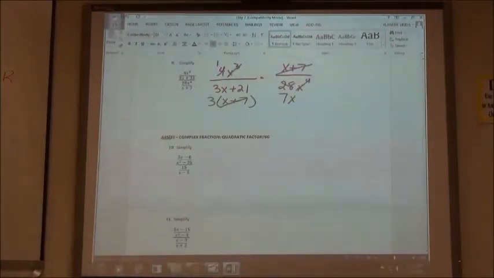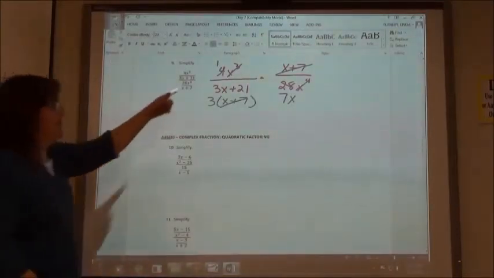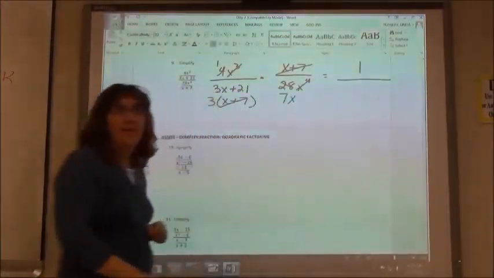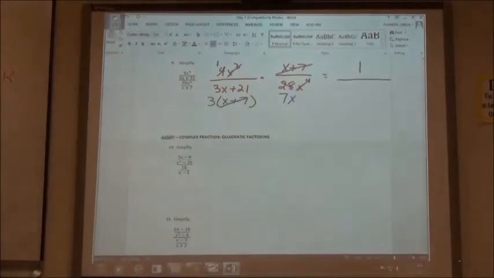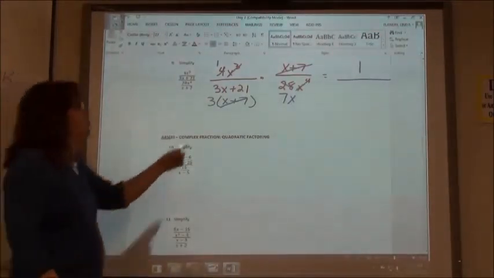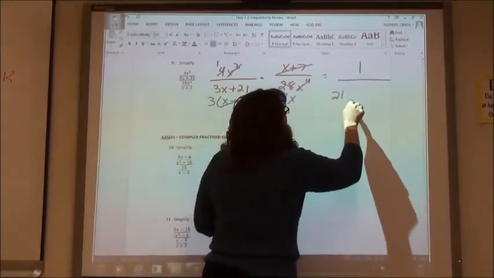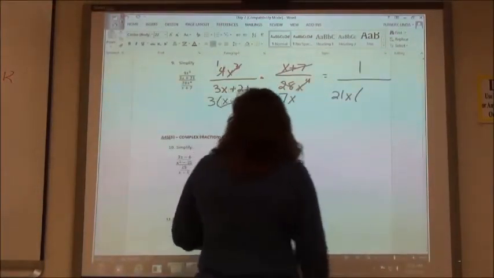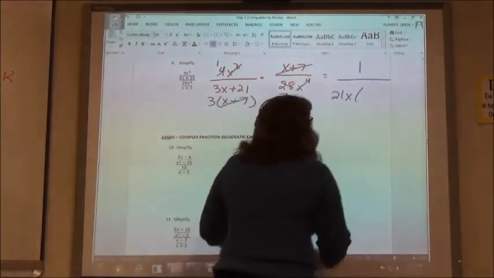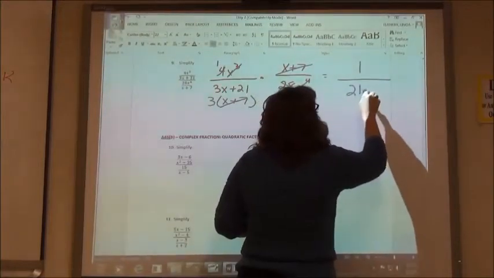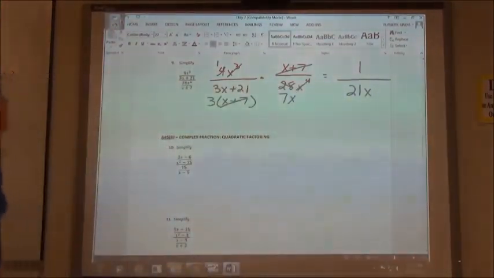So, what do I have left on the top? Don't say nothing. 1. There's a 1 up there, right? We got to keep that 1. Everything cancels out. There's always a 1 up there. On the bottom, we're going to take the 3 times the 7. So we're going to have 21x. And that's probably it, because everything else canceled out. So we ended up with just a 1 over a 21x.